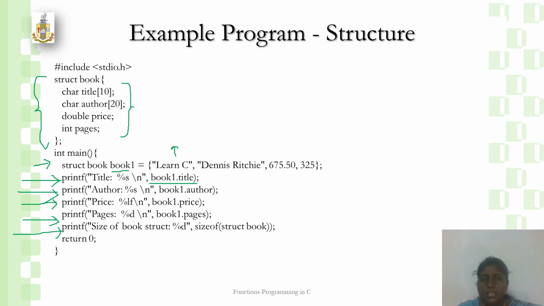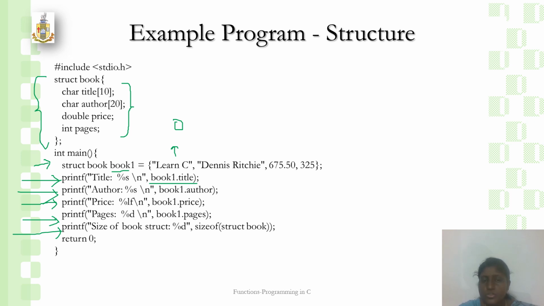So normally at the first index, which is the 0 index place, the first one will always be considered the title because we have structured it in that way. So book 1 dot title, the output will be learn C. Then book 1 dot author, the value will be Dennis Ritchie. Book 1 dot price, the value will be 675.50. Book 1 dot pages will be the page numbers 325.